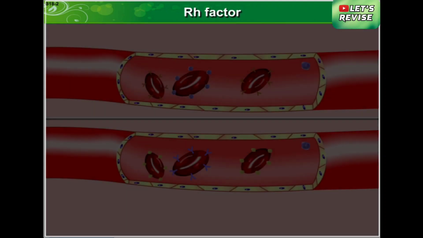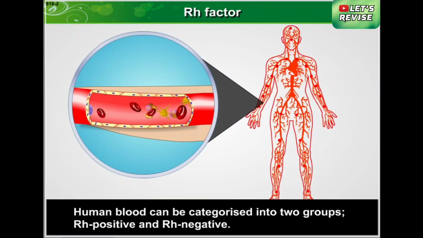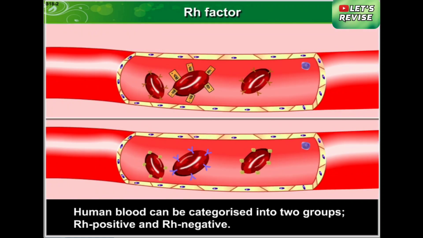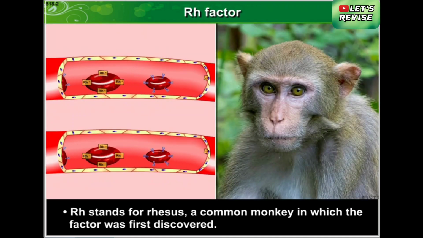Rh factor. In addition to capital A and capital B antigen, most human RBCs possess Rh factor. Human blood can be categorized into 2 groups, Rh positive and Rh negative. Rh stands for rhesus, a common monkey in which the factor was first discovered.